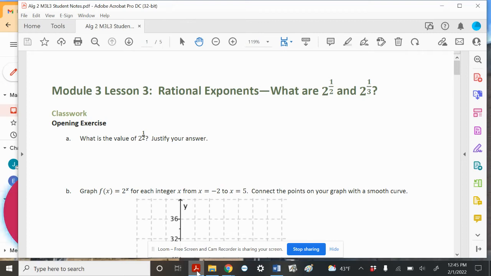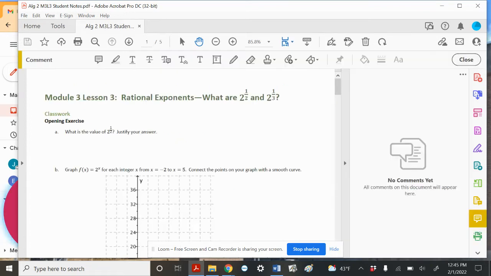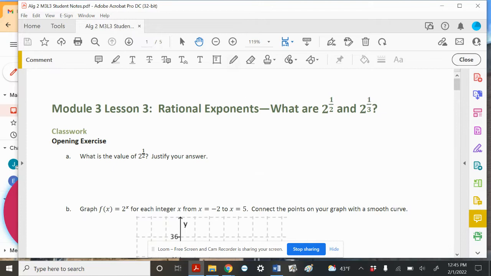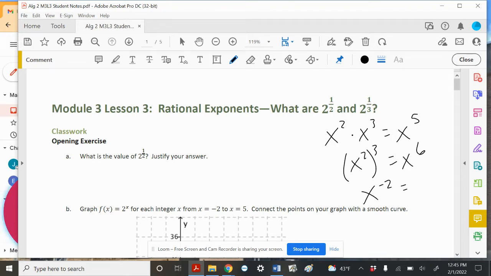In this next section, we're going to be looking at rational exponents, and that is when we're dealing with problems that we've already dealt with. Instead of having an integer exponent, we're going to have fractions. So for example, if we have things like x squared times x cubed, you recall that we add those up so we get x to the 5. If I have x squared to the third, that gives me x to the sixth because we multiply those. And then if we have x to the negative 2, remember that it moves to the denominator.